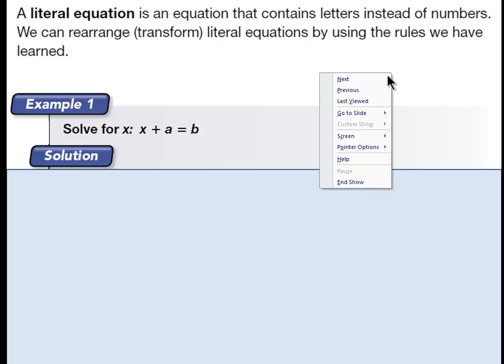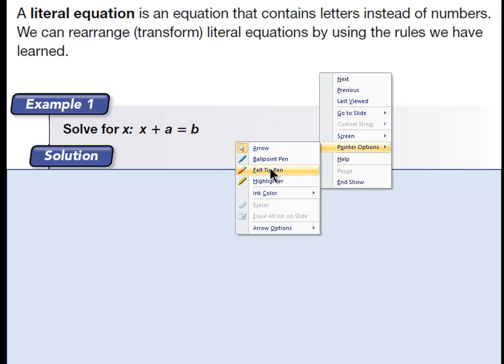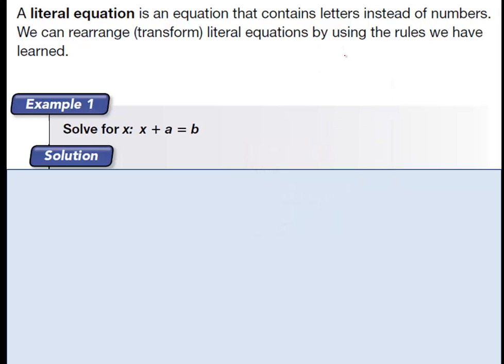Okay, so a literal equation is an equation that contains letters instead of numbers. We can arrange them or transform them the same way we do the numbers that we've done in the past, the constants and things like that. We've done this before, but we're going to use just simply letters now.